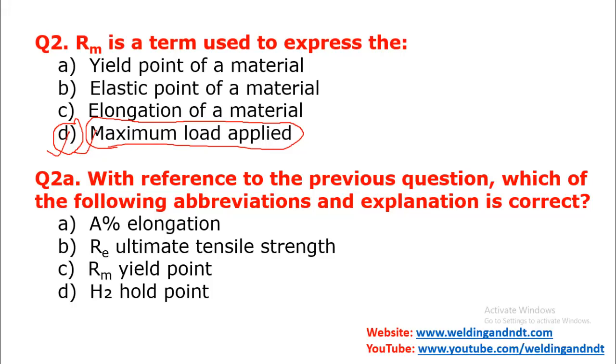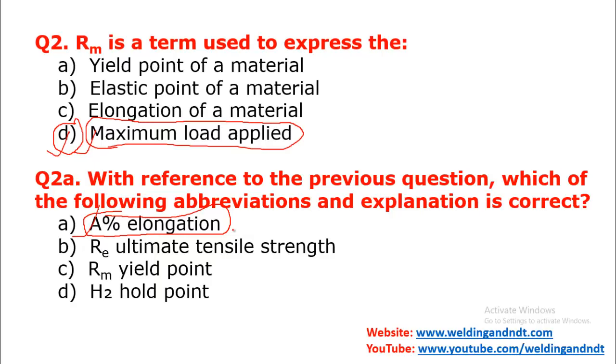Now question number 2A. With reference to the previous question, which of the following abbreviations and explanations is correct? So this is a very simple question, and the answer is A, percent elongation. See, percent elongation is denoted by A. Obviously, it is mostly denoted by small a, or it can be denoted by a capital A also.